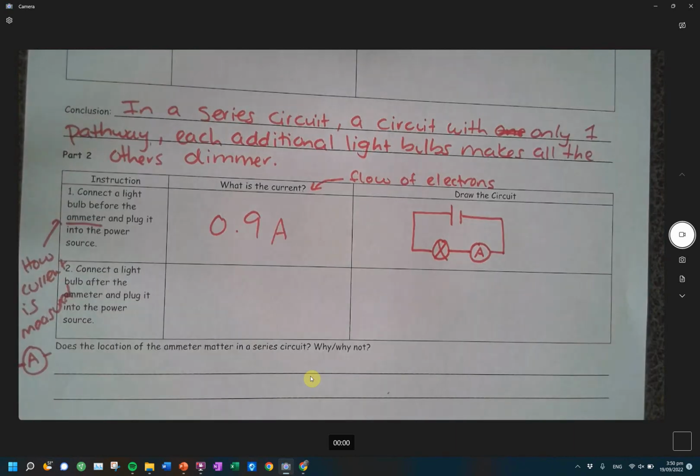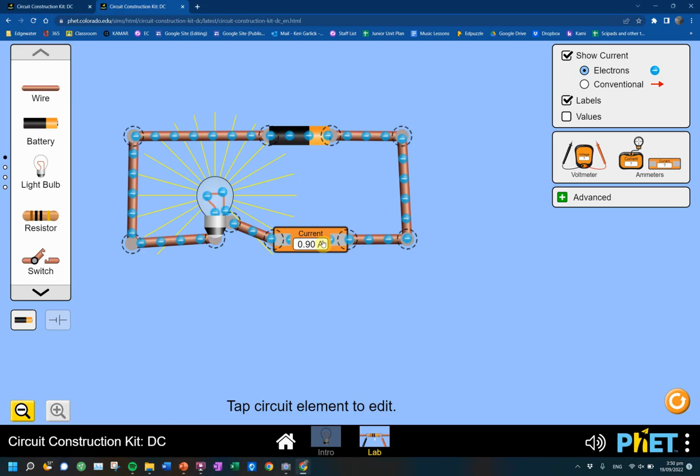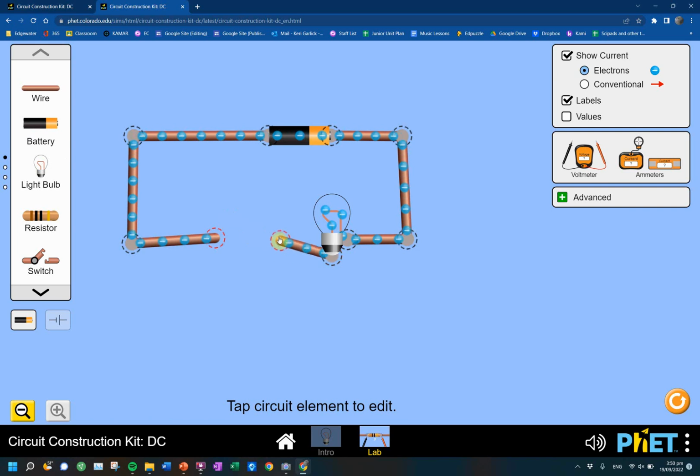All right, in the second example, what I want to do is swap them around. So I'm going to put the light bulb after the ammeter. And what I'm trying to do is see if the location of that ammeter makes a difference. So I'm going to delete that. I'm going to delete this, and we're going to swap them around. The light bulb is going on this side, and the ammeter is going before it, like that. There we go.